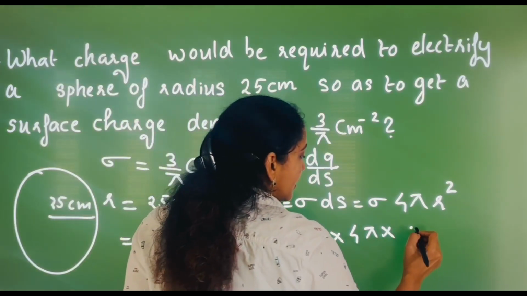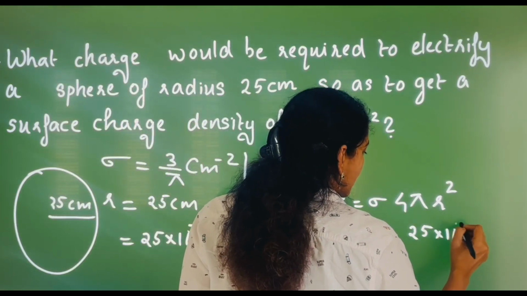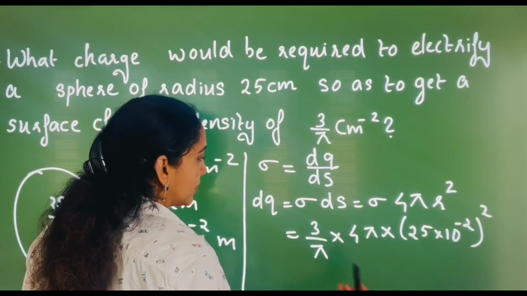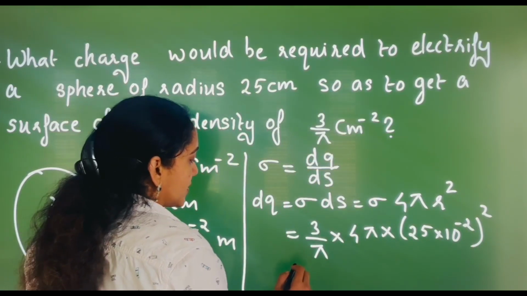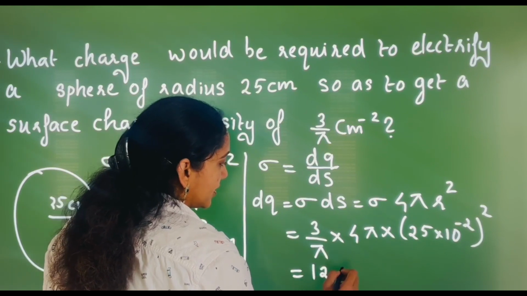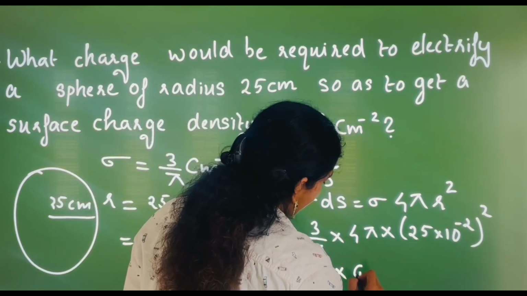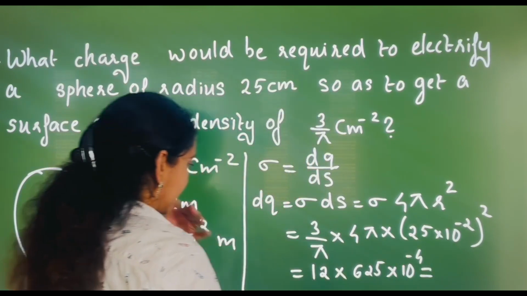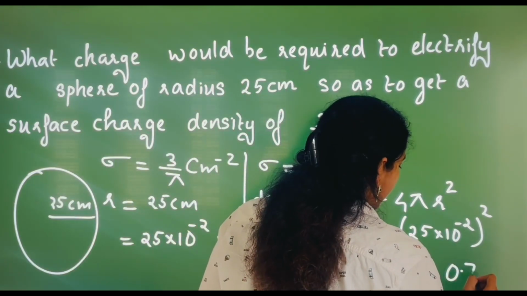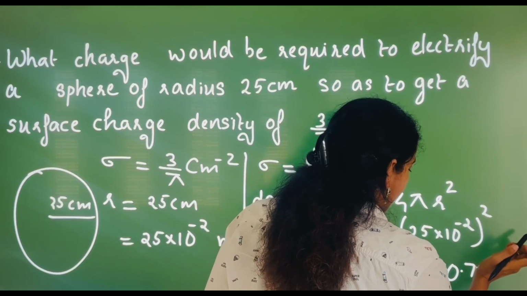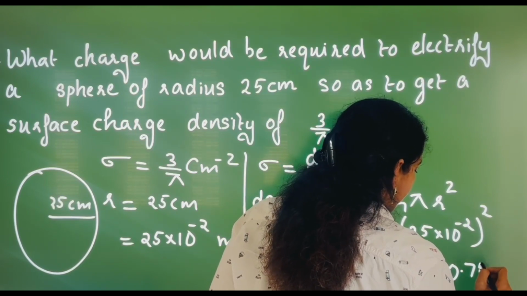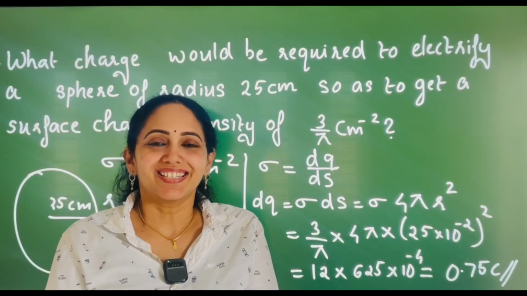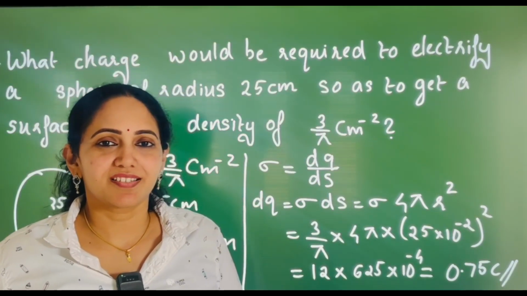അപ്പൊ ഇവിടെ നമുക്ക് ഓൾറെഡി സിഗ്മ തന്നിട്ടുണ്ട്, 3 by pi into 4 pi into r square, r എത്രയായിരുന്നു? 25 into 10^-2 the whole square വരും അല്ലേ. ഇത് ചെയ്യുമ്പോൾ എത്രയാ കിട്ടുക? പൈയും പൈയും ഒക്കെ ക്യാൻസൽ ആയി പോകും. 12 into 625 into 10^-4 വരും. ഇത് ചെയ്യുമ്പം ആൻസർ കിട്ടുന്നത് 0.75 കൂളം കേട്ടോ.